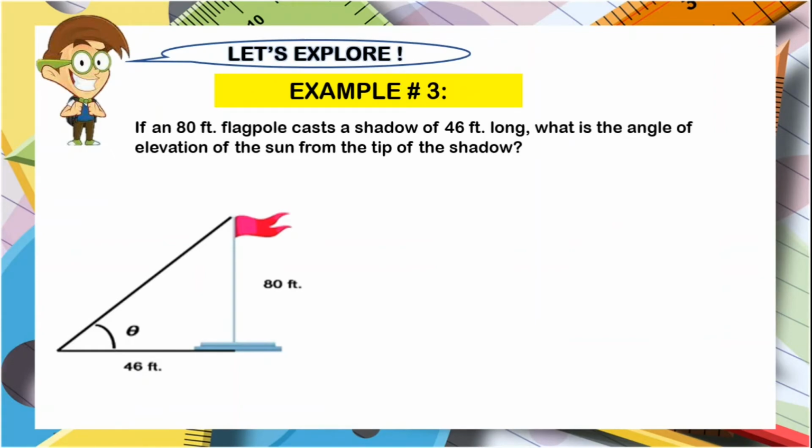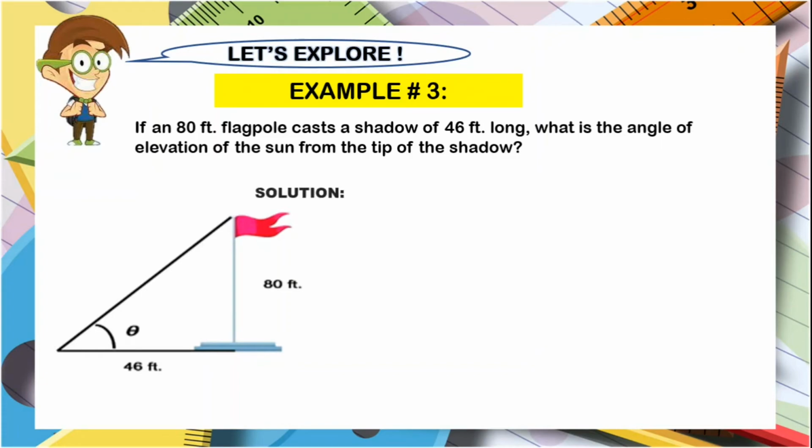For our last example, if an 80-foot flagpole casts a shadow 46 feet long, what is the angle of elevation of the sun from the tip of the shadow? Let us first determine the sides of the right triangle that are part of the problem. As you can see, the opposite side and adjacent side of the right triangle are already given in the problem. Thus, we use the tangent ratio to solve the problem.